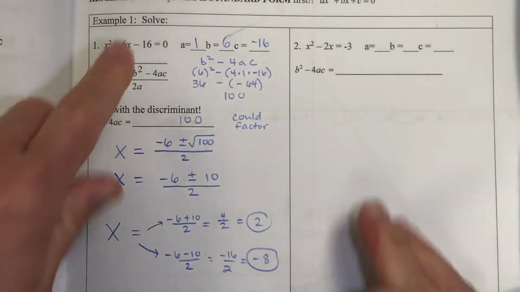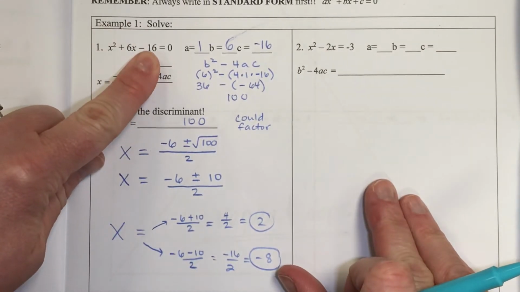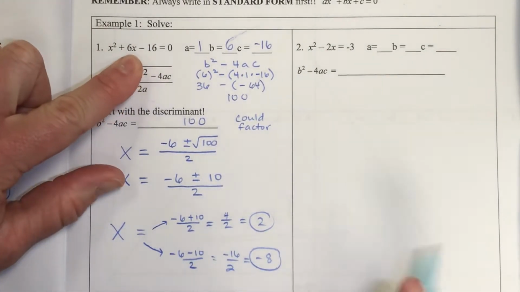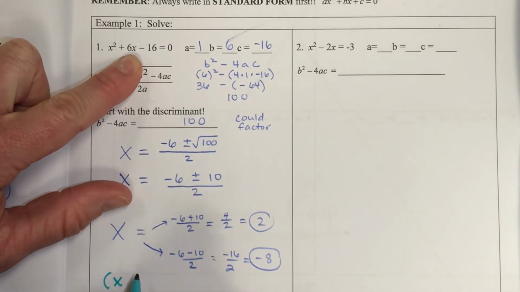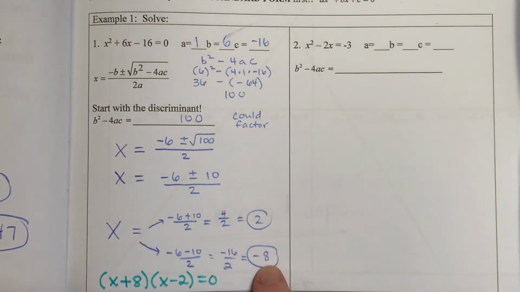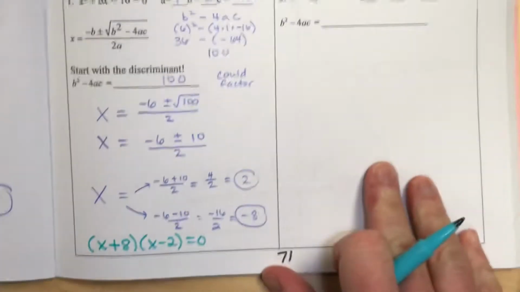What two numbers multiply to make -16 and add to make 6? A +8 and a -2. And you might be thinking, well, how did you get -8 then? And I'll explain here.